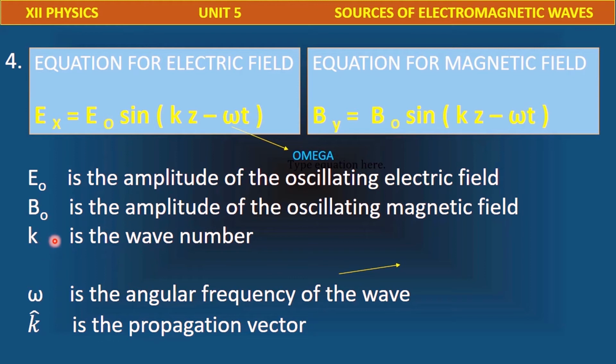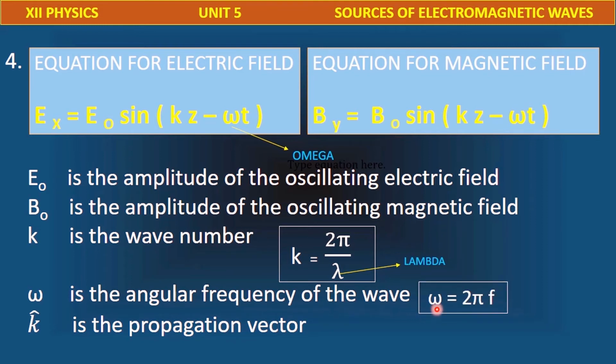Now k is the wave number. k is equal to 2 pi by lambda. Lambda is the wavelength. Omega is the angular frequency of the wave. Omega is equal to 2 pi f. f is the frequency of the wave, that is, the number of waves produced in 1 second. k-hat is the propagation vector. Since the electromagnetic wave is propagating or traveling in the z direction, k-hat is the unit vector along the z direction. So k-hat is a propagation vector.